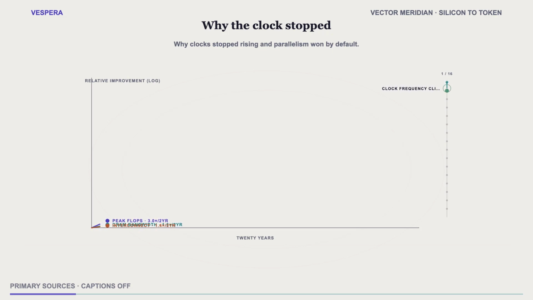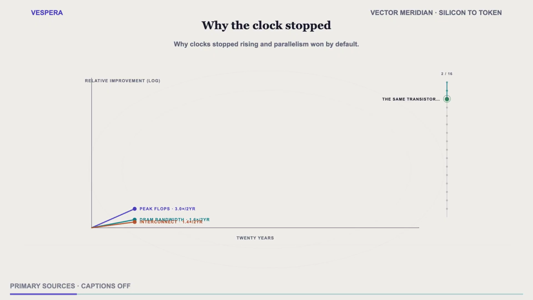For about 30 years, computers got faster in the most convenient possible way. The clock went up. A 1985 processor ran at a few megahertz. By 2003, a desktop chip ran at 3 gigahertz, a 1,000-fold increase. And the wonderful thing about a faster clock is that it requires nothing from the programmer. Your existing code simply runs faster. You did not have to think.